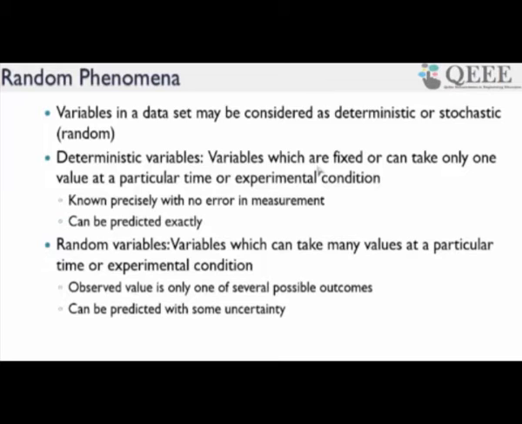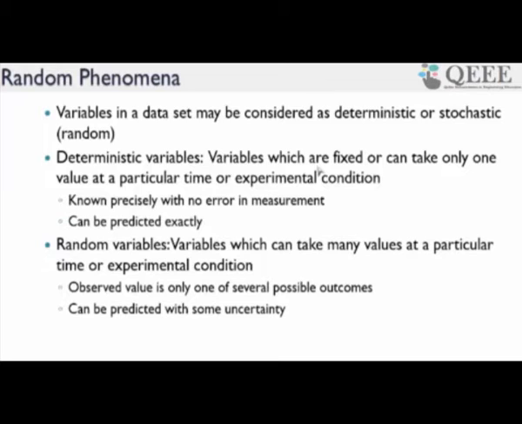Typically, the variables that we have been talking about till now in terms of equations and so on, we always talk about them as deterministic variables. What we mean by deterministic variables is that these variables take a particular value which you are confident about. But in many cases in real life, you cannot work only with deterministic variables. There are also random variables that you need to work with. So in simple terms, deterministic variables are variables which are fixed or can take only one known value at a particular time or experimental condition.